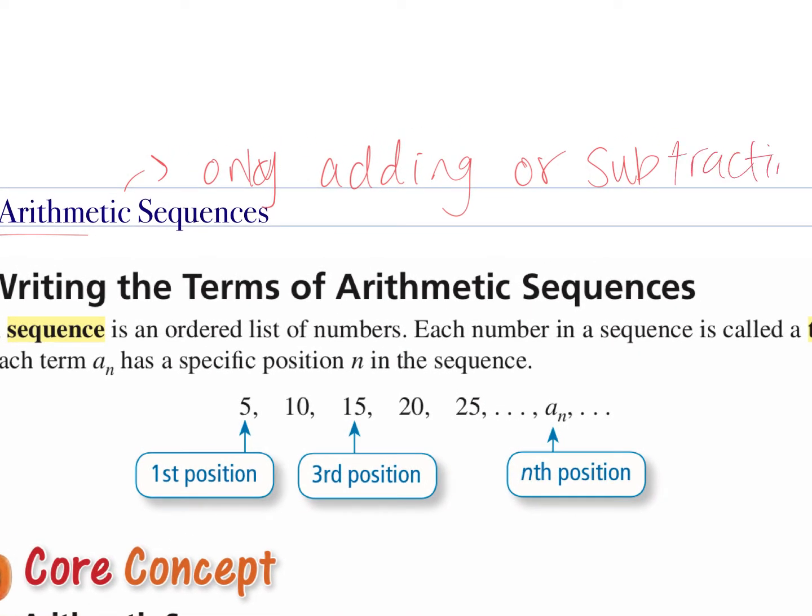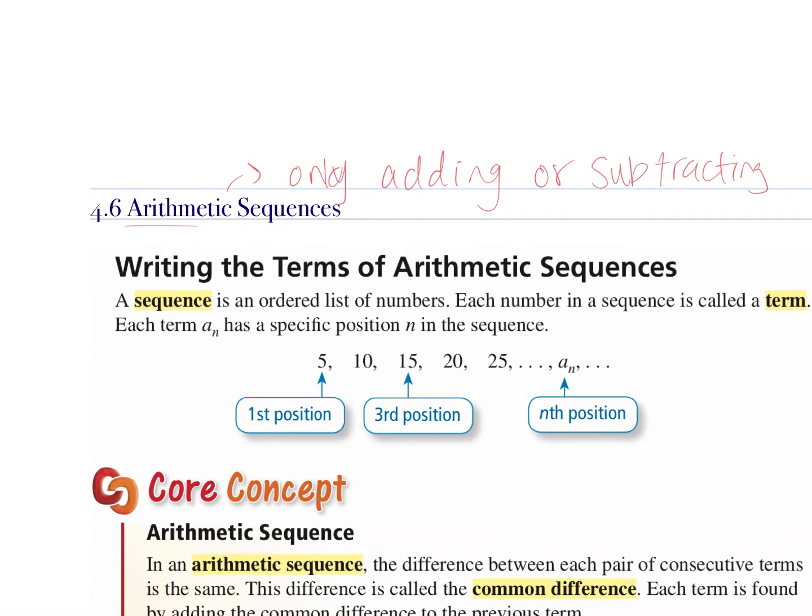AJ, what's up? Do we add this to the warm-up page? It is the warm-up. I didn't know that. I took a picture of it. It's the 4.6 notes.